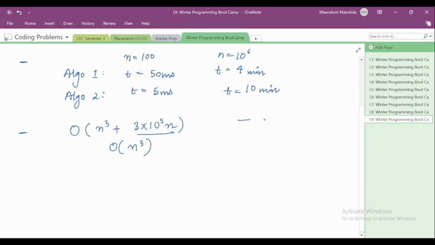So for that, what do you do? You first use order of n square time to take input, right?